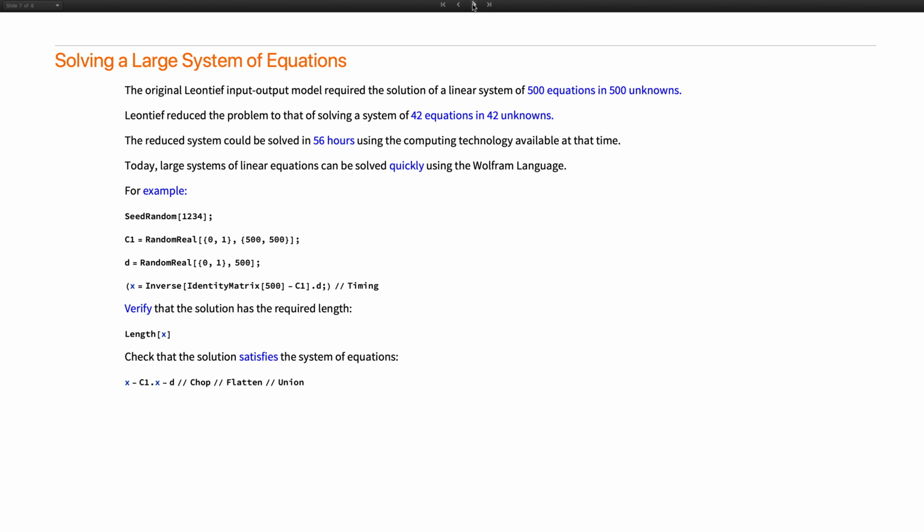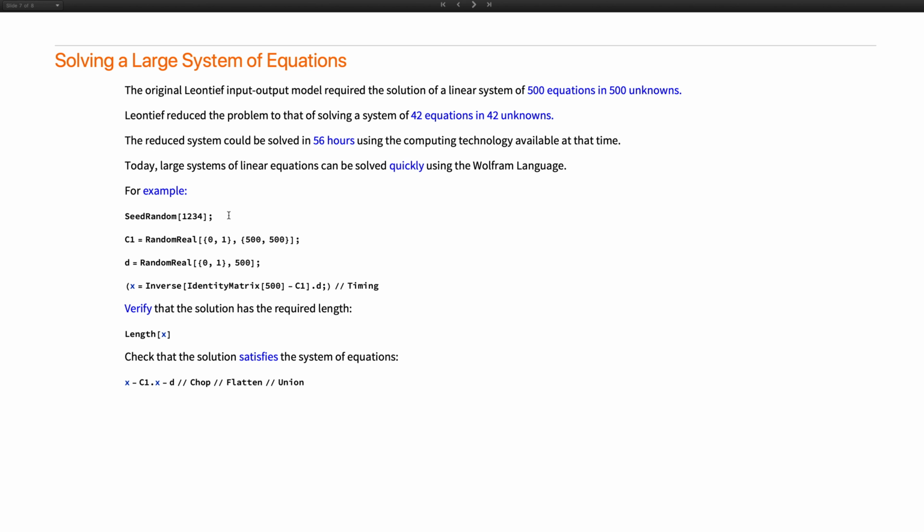Okay, when Leontief put down his model originally, he actually had a system of 500 equations, 500 unknowns. But at that time, it was really hard to solve that system, so he reduced it to a system of 42 equations and 42 unknowns. And even this system took 56 hours to solve using the computing technology available at that time. That's a long time for solving the system. But today, we can solve such systems very quickly using the Wolfram language.